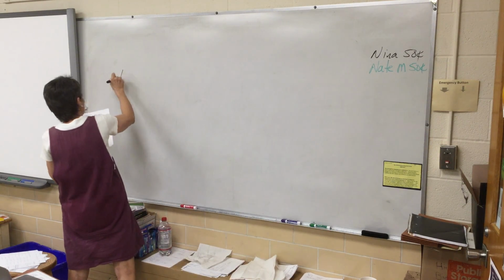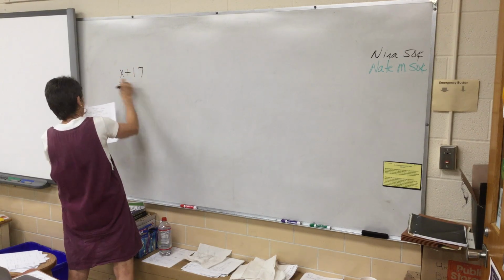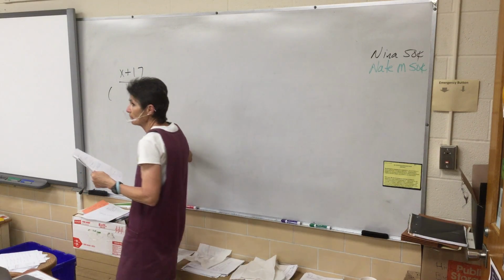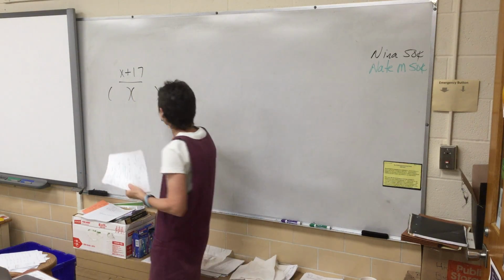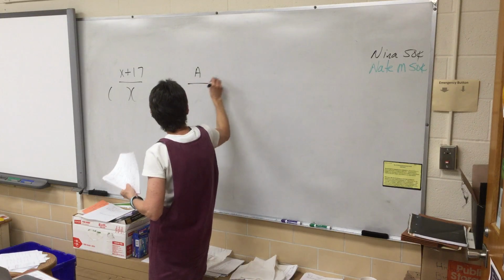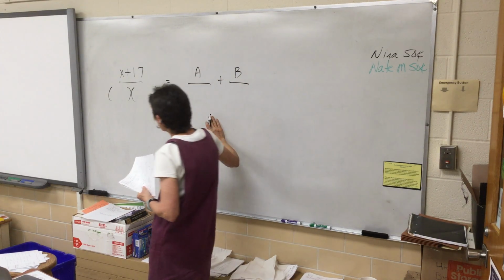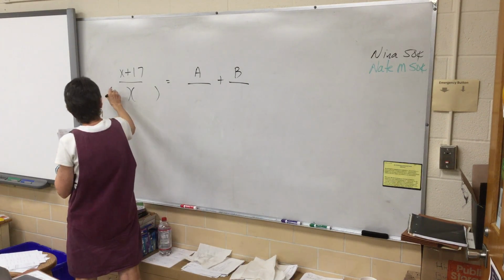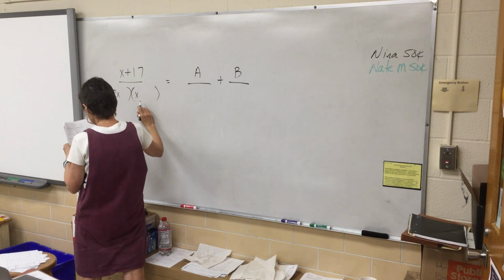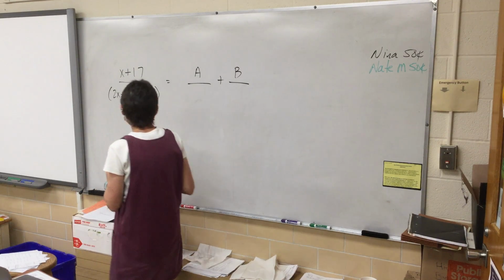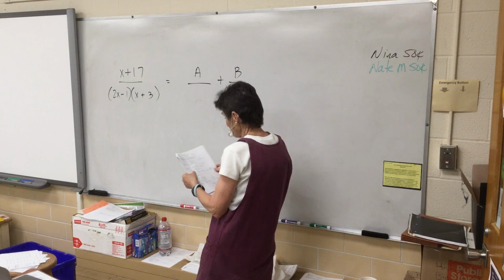The thing is, x plus 17 over, I'm going to go ahead and as I copy the problem down, I'm going to factor my denominator because that's the first step. That's what's going to tell me what is going to be in the bottom of my 2 fractions. So that's going to factor as 2x minus 1 and x plus 3. Let me double check that real quick. Yeah, I think that's right.